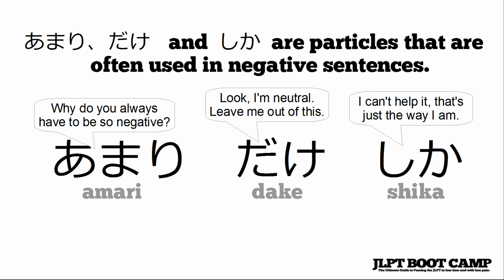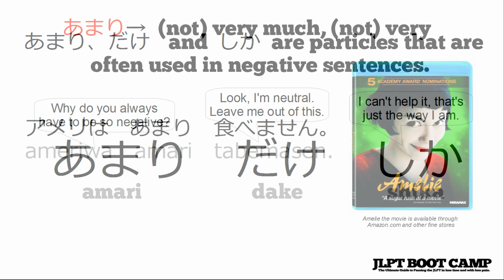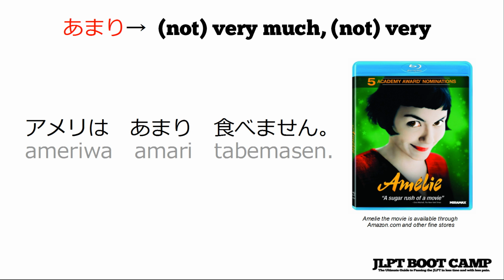These 3 particles have similar meanings and are used in negative sentences a lot, although some of them don't have to be used in negative sentences, but they can all basically have the meaning of only or a small amount of doing something. So for example, the first one, amari, means not very much, not very. So for example, this example sentence might help you remember: Amélie wa amari tabemasen.